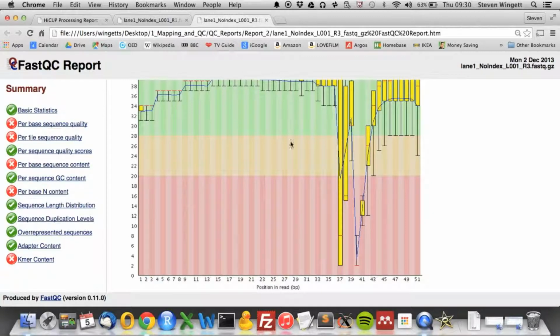However, for the reverse read, this is not the case. We see the quality tails off quite badly as we get into around 30 base pairs. So it seems as if something has gone wrong with the sequencing, and as a result we're not going to get much data back this time.